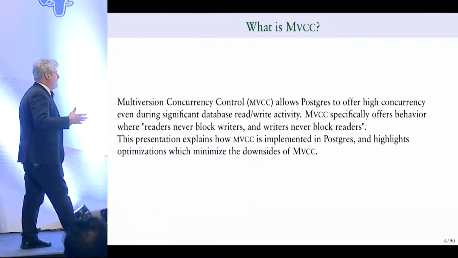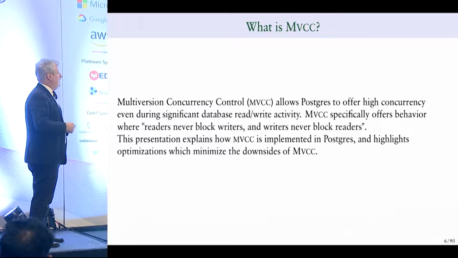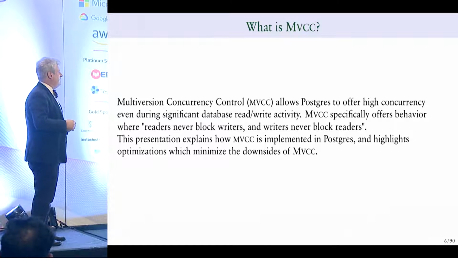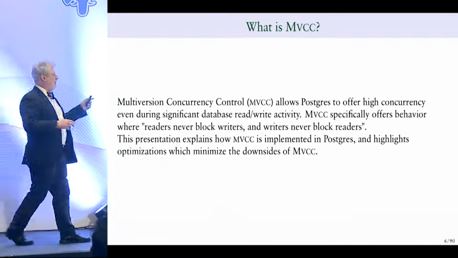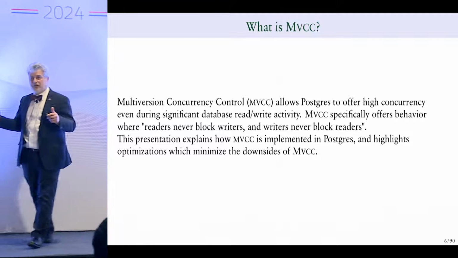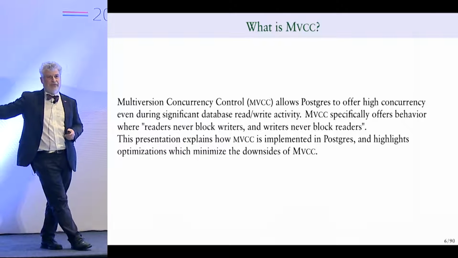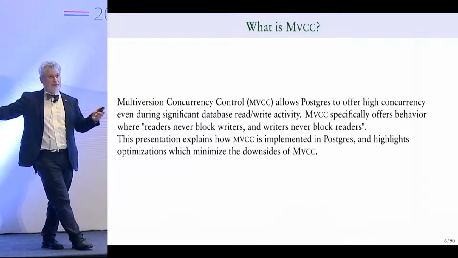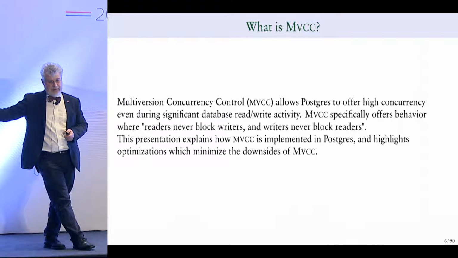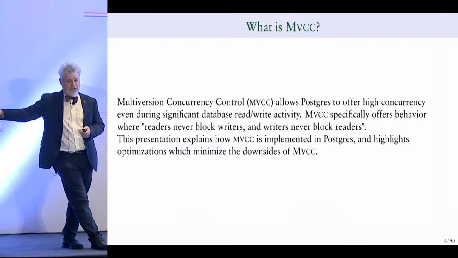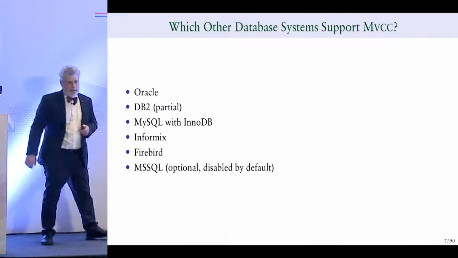So what is MVCC? It stands for multi-version concurrency control. It allows high concurrency even during significant read-write activity. One of the great things about MVCC is the sort of slogan that readers don't block writers and writers never block readers. And I think that's a very powerful capability. Those of you who have used locking implementations, which Postgres is not, but locking relational systems that use locking have a lot of downsides compared to MVCC. So again, that non-blocking behavior is super important.